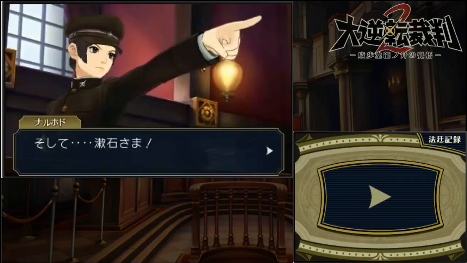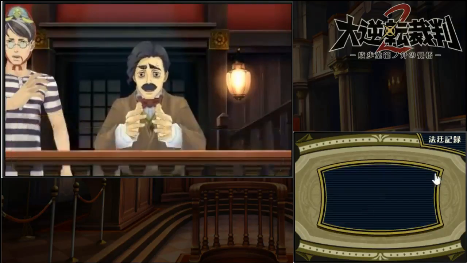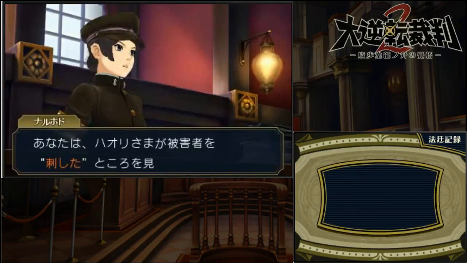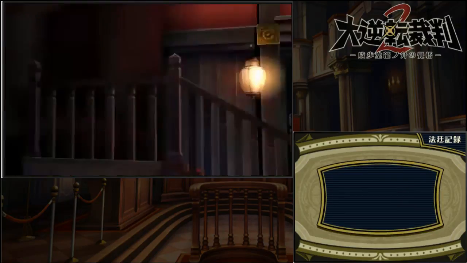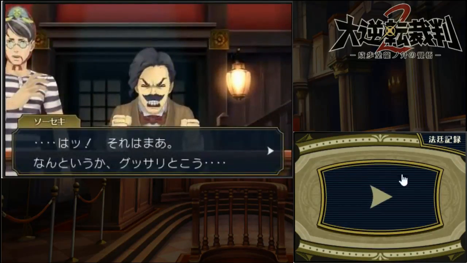Where was I? And furthermore, Soseki-sama. You claim to have seen the moment Haori-sama stabbed the defendant, correct? Yes! She did it like this! Sort of. Clearly.